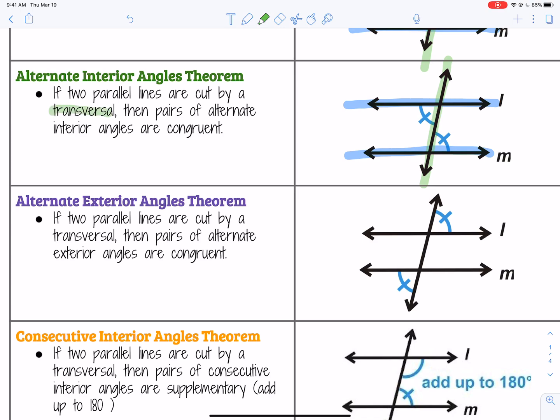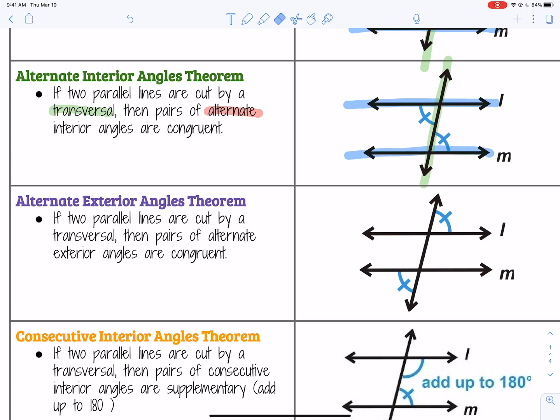And then there's pairs of alternate. So alternate means they're on opposite sides of that transversal. So like here's one side of the transversal and here's the other side of that transversal. Alternate means that they are on opposite sides of the transversal. Let me bring that back.